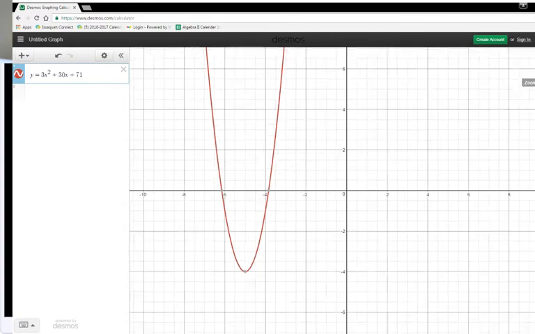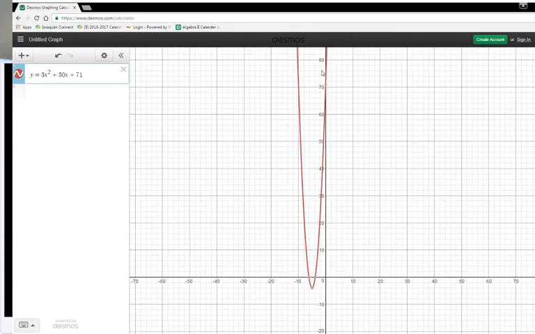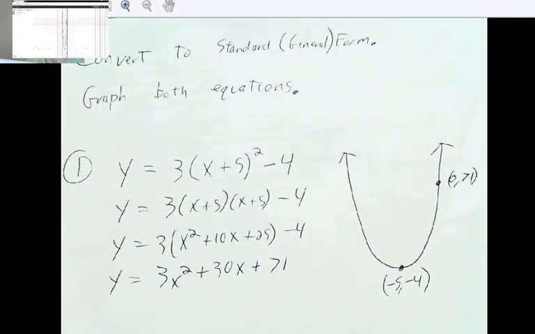I need to zoom out if I'm going to test out that 71 point. Anyway, vertex is here at -5, -4. And up here it passes through the point 0, 71. So basically I just checked my work, and I know now that I've graphed it right.